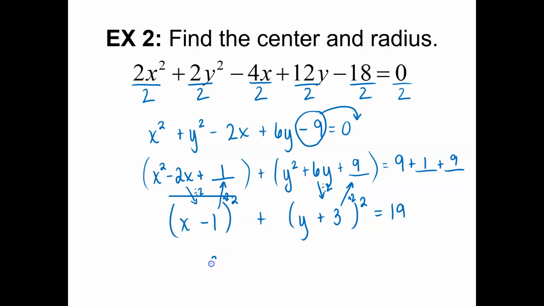So Abby, what would the center of that be? Great. And Monica, what's the radius? Square root of 19. Okay, questions?